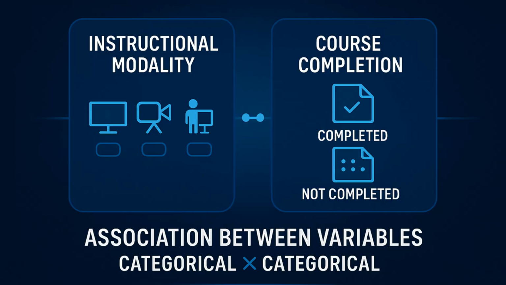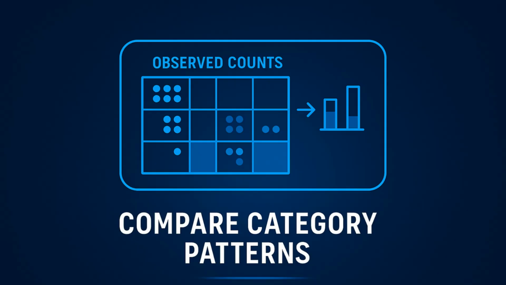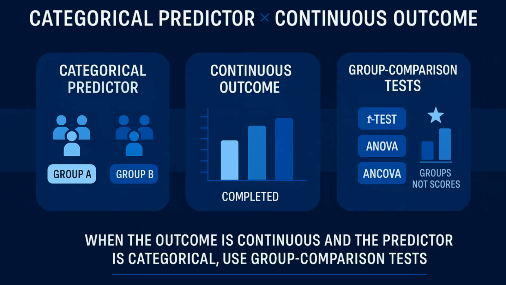For example, a study might ask whether there is an association between instructional modality and course completion status. Each student is counted once based on whether they were in an online or face-to-face course, and whether they completed or did not complete the course. The analysis compares how many students fall into each category combination, and determines whether the pattern is unlikely to have occurred by chance.